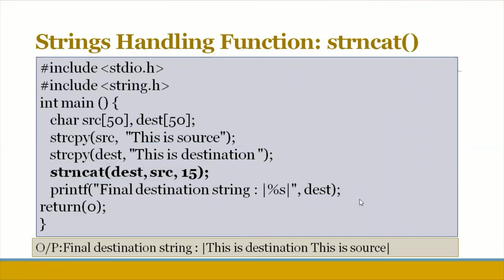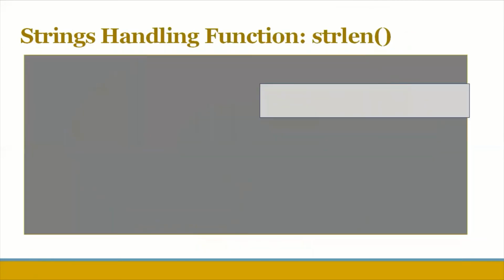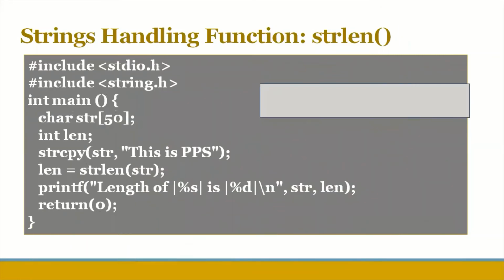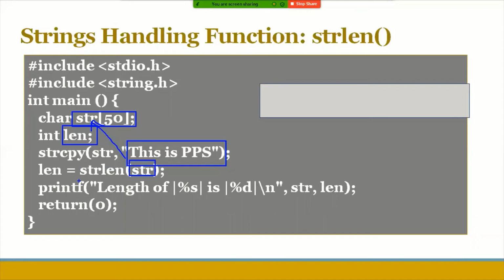That is about the output of that particular strcat. Then coming to the strlen function. In the case of strlen, the first string str with size 50 will have 50 memory locations reserved, and the length variable is len. With strcpy, this is the pps group of characters, which will be copied into this string str. What I am doing is passing str as an argument to the strlen function.